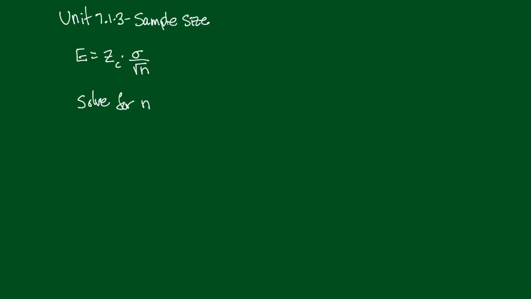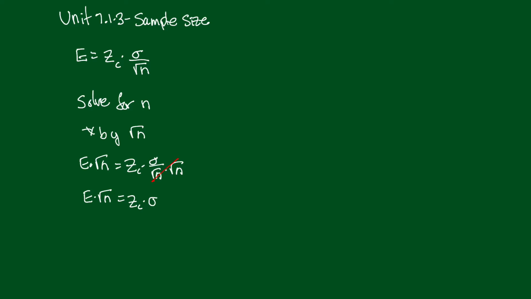So the first thing I'm going to do is multiply by square root of n. Right, get rid of those fractions. So if I do that, it'll look like this. E times square root of n is equal to z sub c times sigma over square root of n times square root of n. Square roots of n on the right side cancel, and we get E times the square root of n is equal to z sub c times sigma.